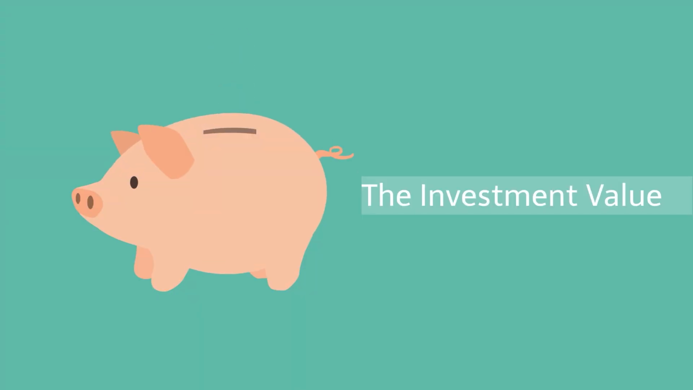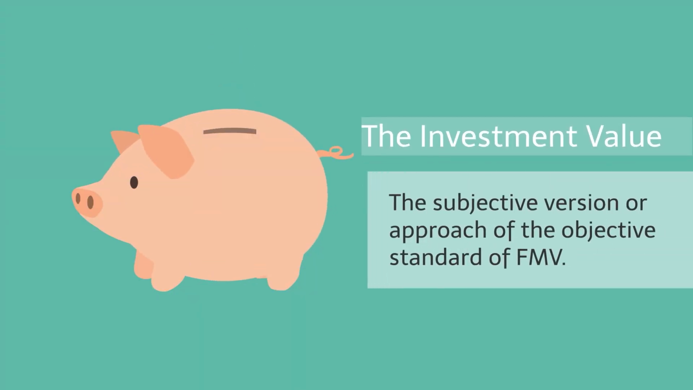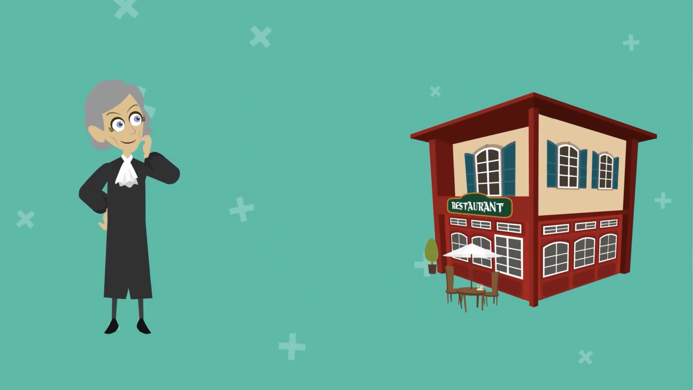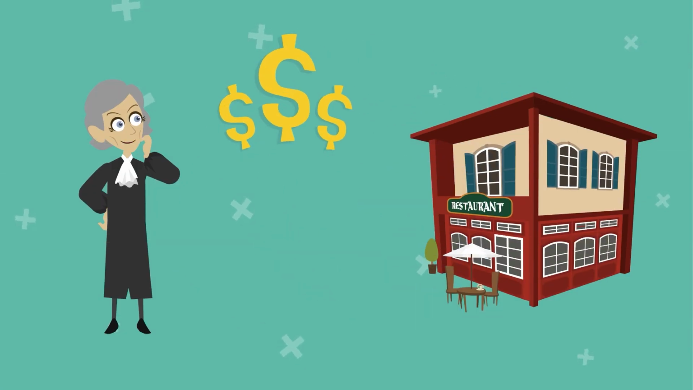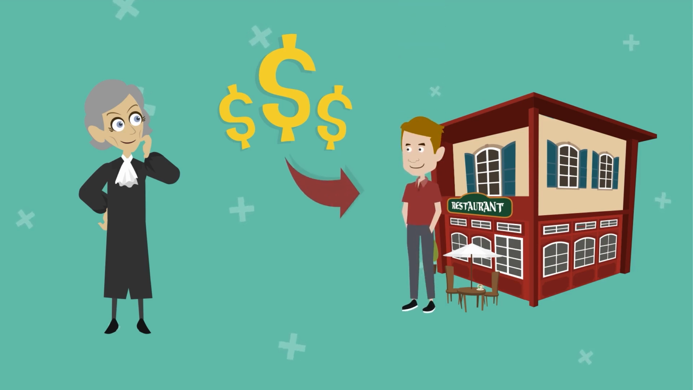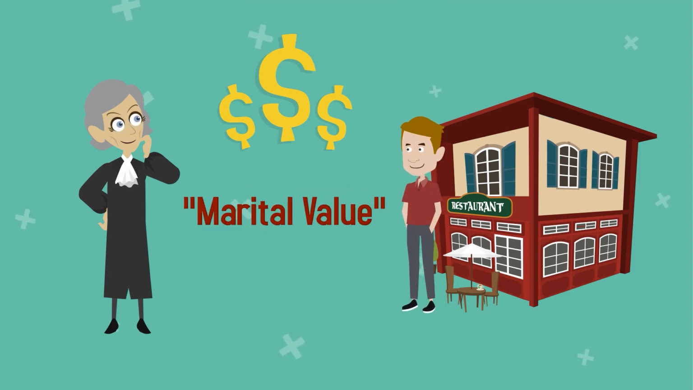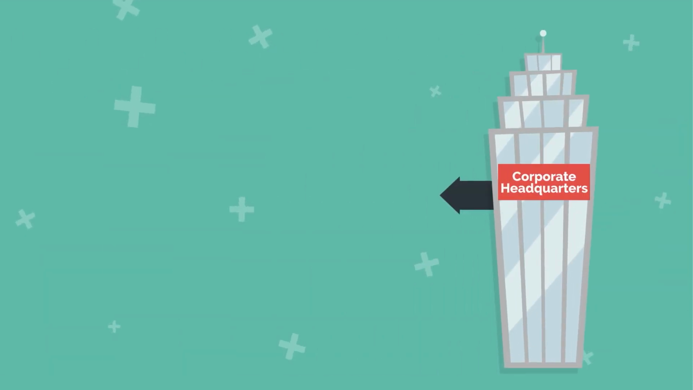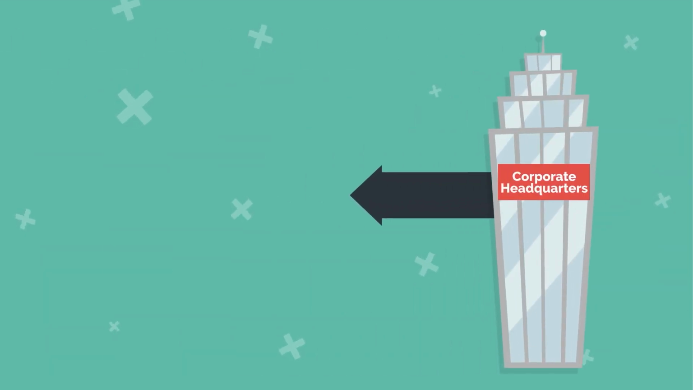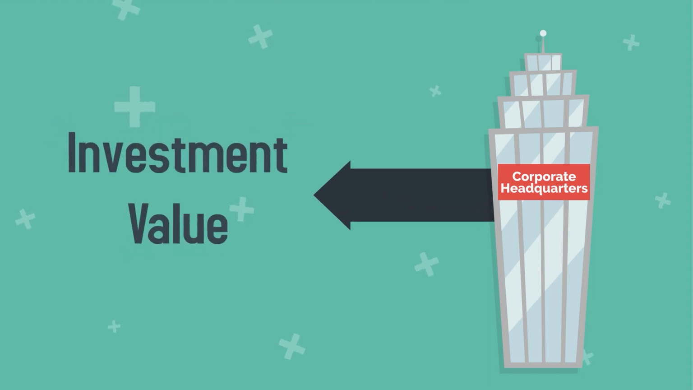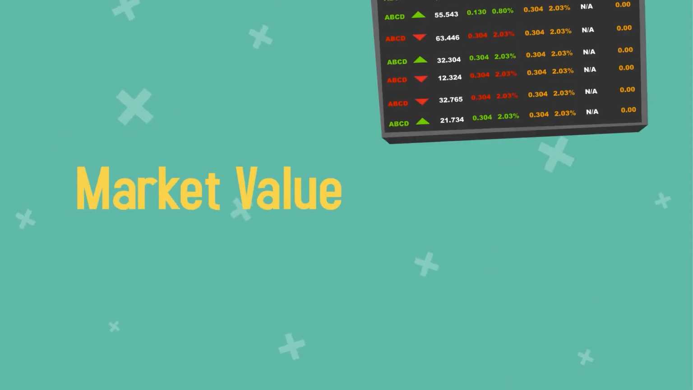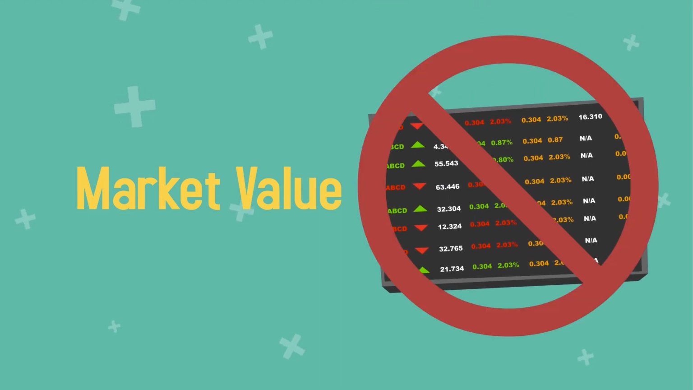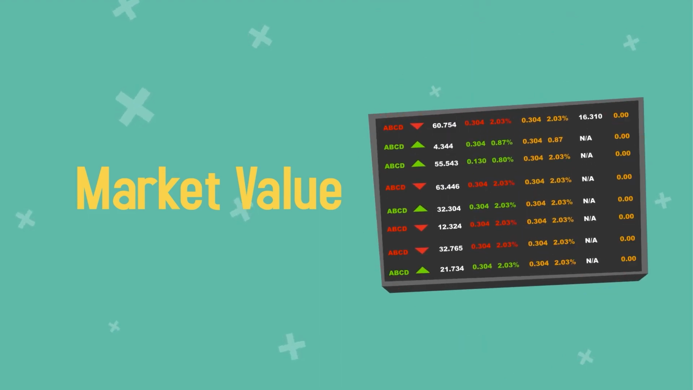The investment value. The investment value is the subjective version or approach of the objective standard of fair market value. Basically, the judge in the family court can determine the value of the asset to the operating spouse. This is sometimes called the marital value. For example, the value of a closely held corporation may be determined by the investment value rather than the market value, because a closed corporation stock is not actively traded and therefore there is no market value for that stock.